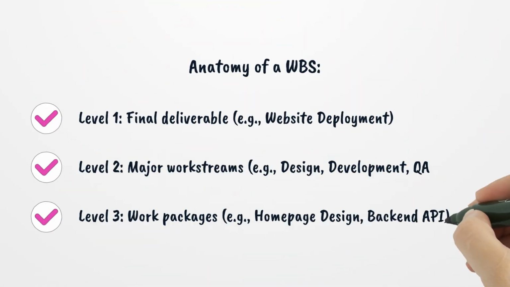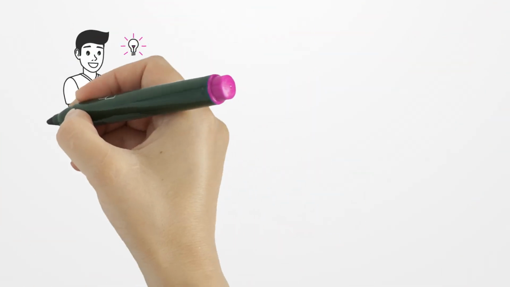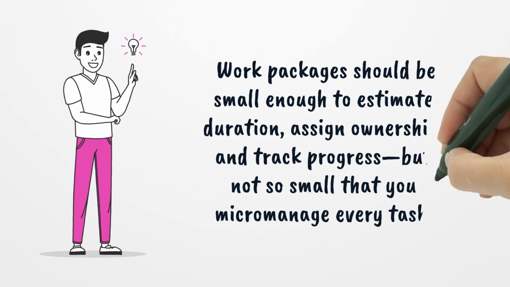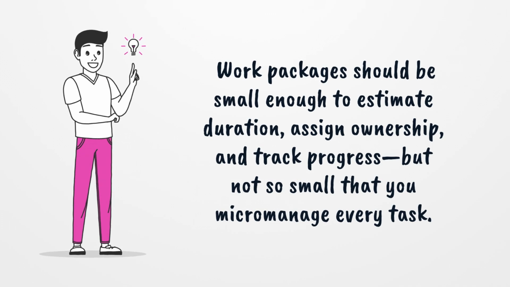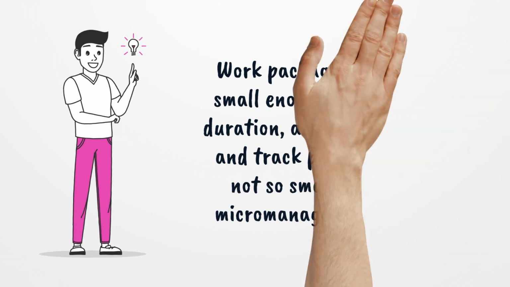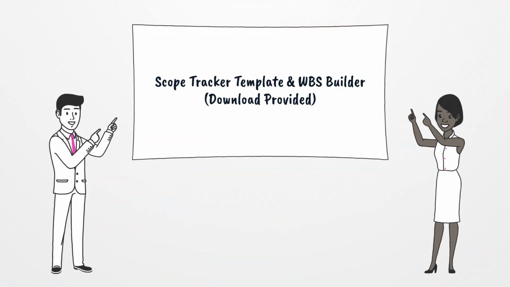Anatomy of a WBS. Level 1, final deliverable, e.g., website deployment. Level 2, major work streams, e.g., design, development, QA. Level 3, work packages, e.g., homepage design, backend API. Work packages should be small enough to estimate duration, assign ownership, and track progress, but not so small that you micromanage every task.